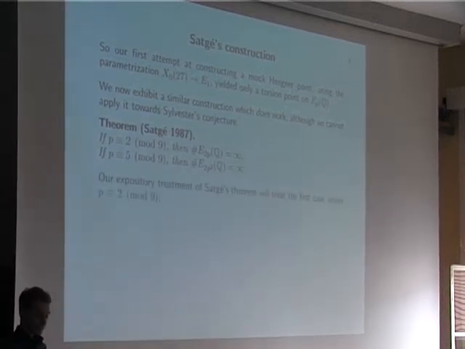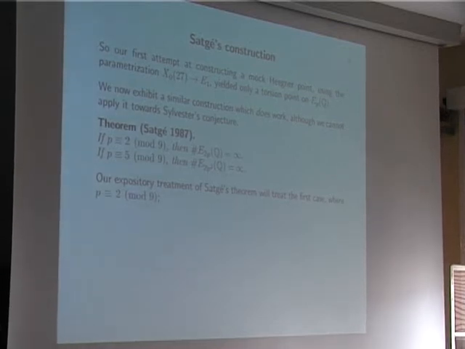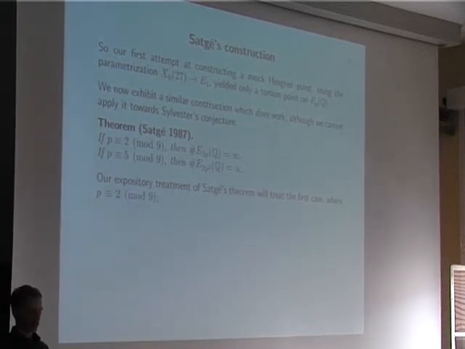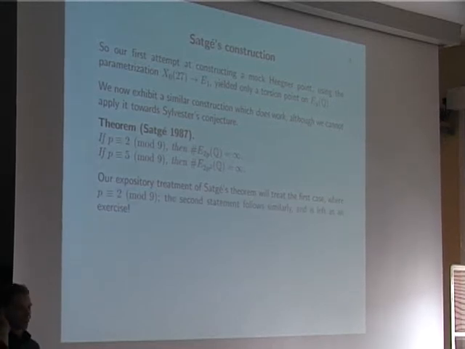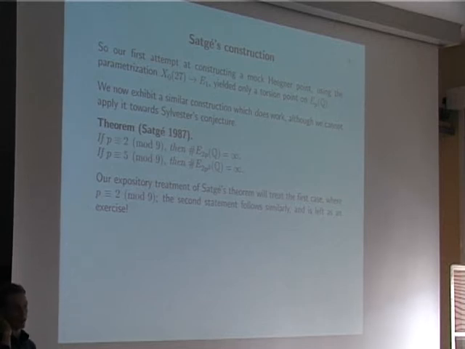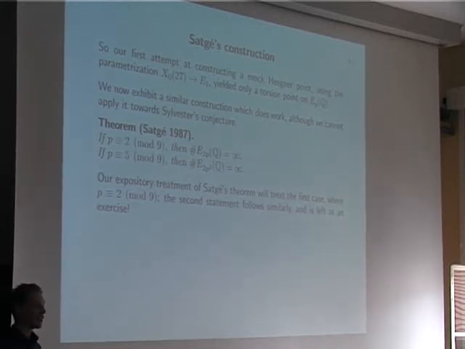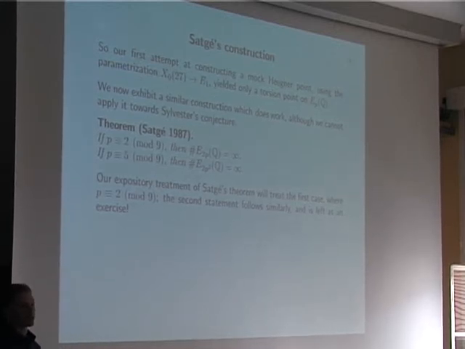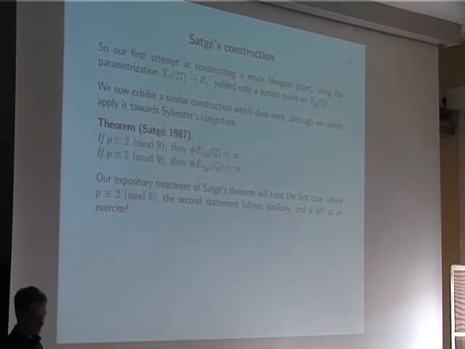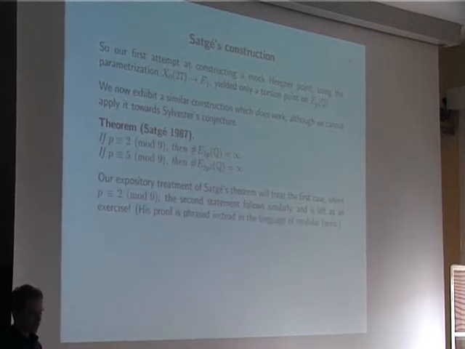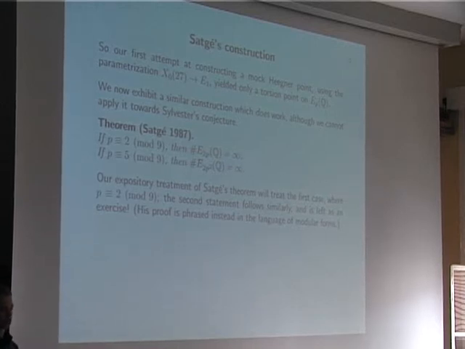So what I'd like to do now is to give an expository treatment of Satgé's theorem, just in the first case where p is 2 mod 9. And if you're really into this kind of stuff, I guess you can have an exercise of trying to prove it also for p is 5 mod 9. You really do get to get your hands dirty, and you just have to adapt the techniques that I'm going to show you today, changing p as appropriate. OK, so I just want to mention that Satgé's original proof is housed in the language of modular forms.